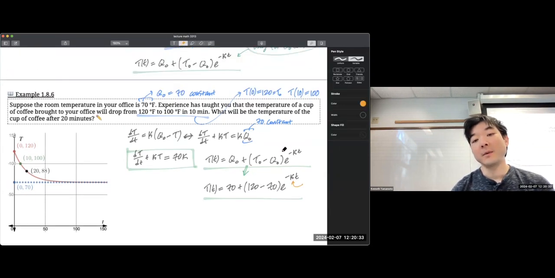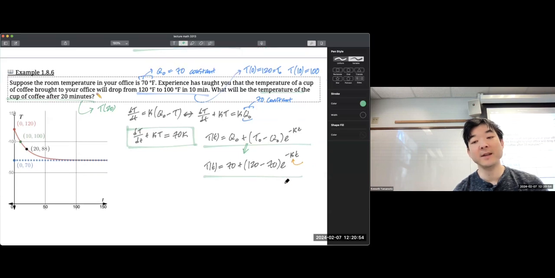So what do we want? What's the temperature of the coffee after 20 minutes? That means that we want to find T of 20. We know T of 0 is 120. We know T of 10 is 100. But what is it at 20 minutes? We're not quite able to just plug in little t equal to 20 in this because we have to find this k, and you're going to use this information.